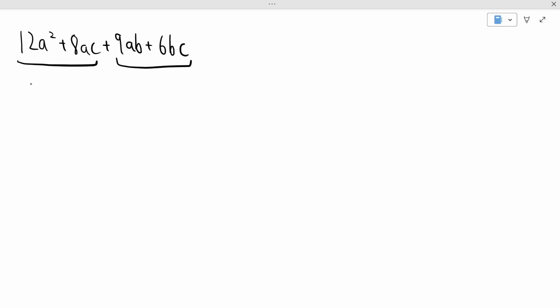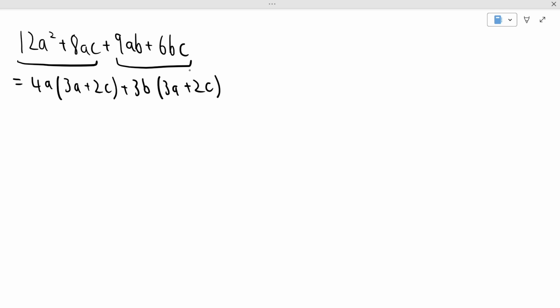So the greatest common factor between 12a squared and 8ac is 4a, so we'll factor out a 4a from both terms. If we take 12a squared and divide that by 4a, we get a 3a, and 8ac divided by 4a is 2c. And we'll move on to our second group and factor 9ab plus 6bc. The greatest common factor between the two is 3b, so we'll take 9ab and divide that by 3b and get a 3a, and 6bc divided by 3b is 2c. So we have factored our second group.